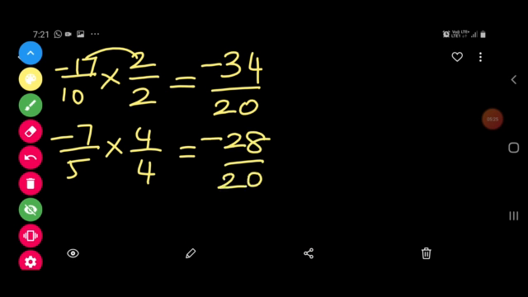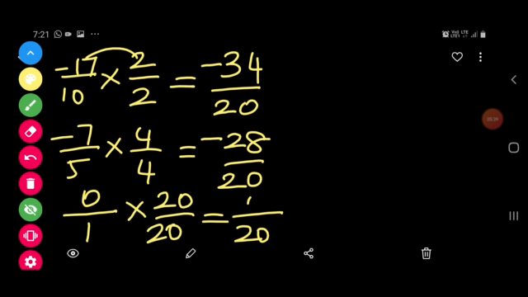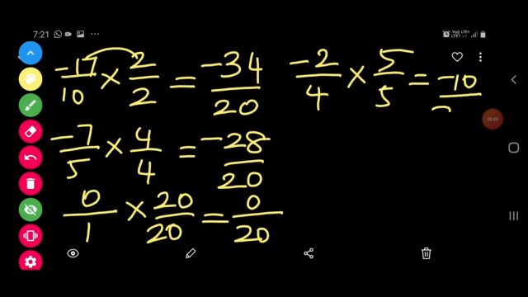Next one is 0. We write 0 by 1. Actually it is in rational number format. We have to multiply by 20 in order to get 20. So 0 by 20. Next number is minus 2 by 4. We have to multiply by 5. So the answer is minus 10 by 20. Next number is minus 19 by 20. It already has denominator 20. So no need to change anything.